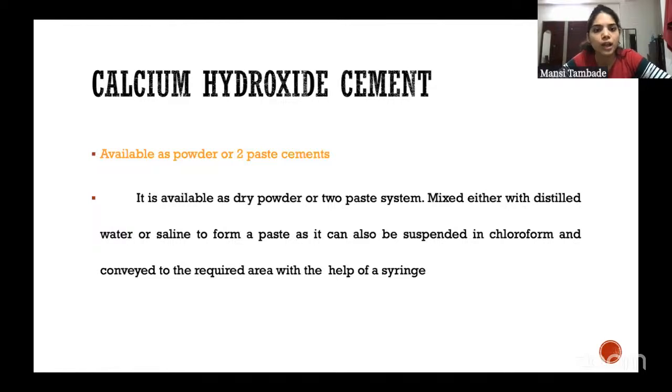Okay. Then coming to the calcium hydroxide cement, it is available as a dry powder or two-paste systems, mixed either with distilled water or saline to form a paste, and it can also be suspended in chloroform and conveyed to the required area with the help of a syringe. See, calcium hydroxide can also be asked as Dycal. This is one of the very easy ways for the examiner to confuse you. So kindly remember, if Dycal comes, don't panic. You can write about calcium hydroxide cement.